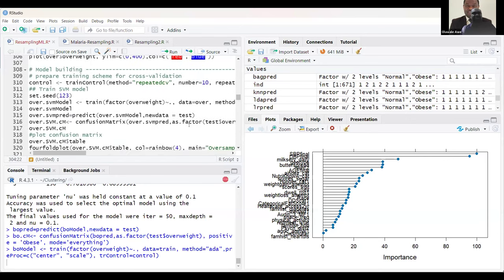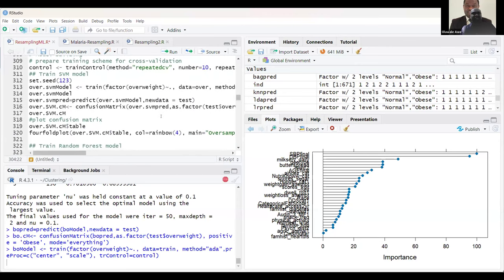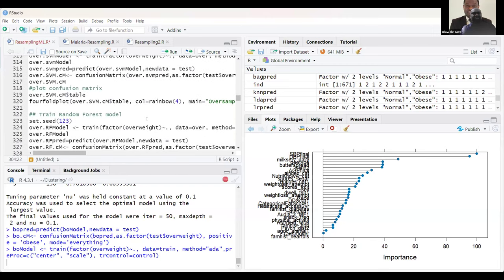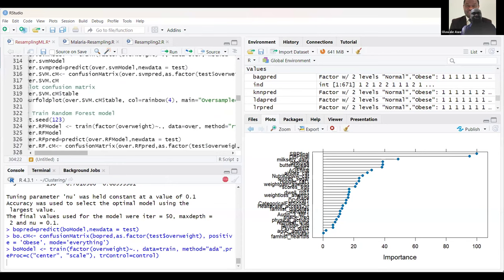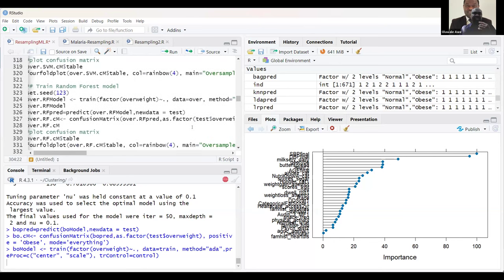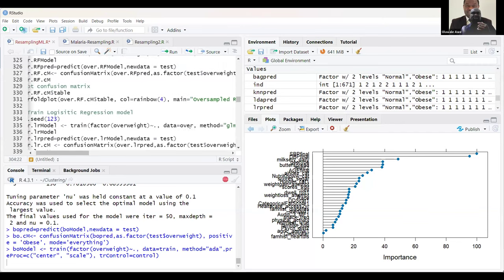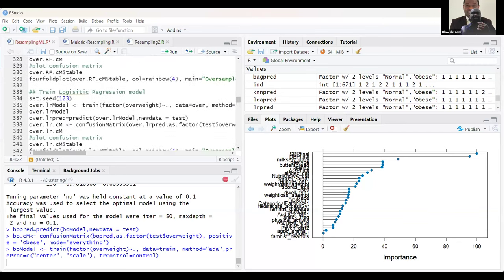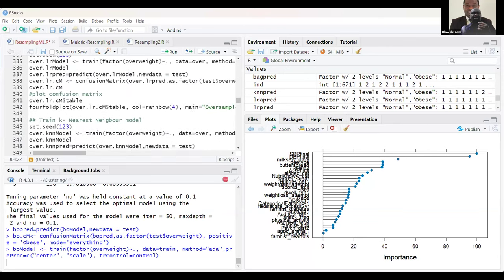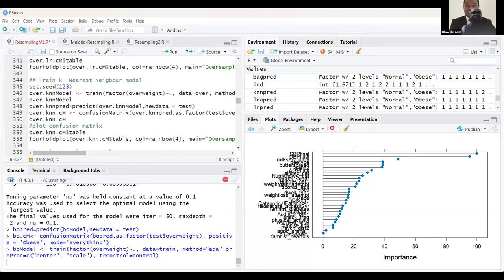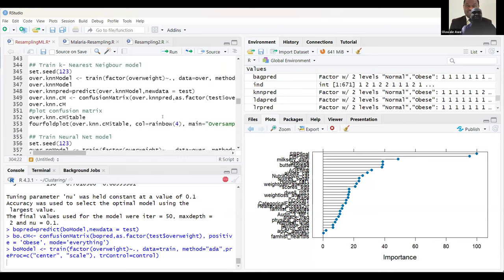That is for the support vector machine. Let's see random forest, the same thing. Notice what changes here: data equals over, not data equals train anymore. The third model, logistic regression, data equals over, the same method. The other model, K nearest neighbor, data equals over. So this is essentially what is going on here.